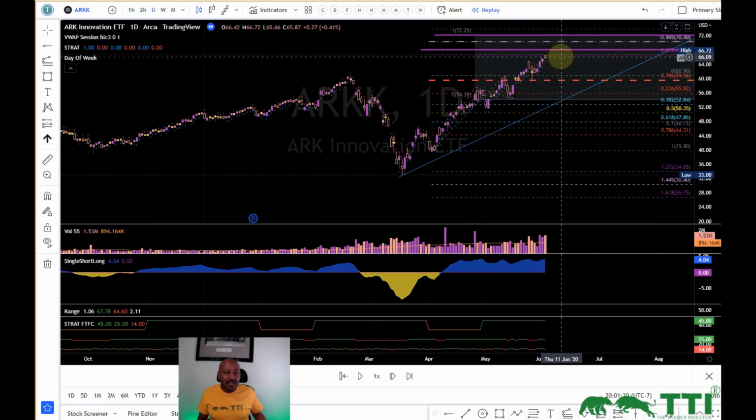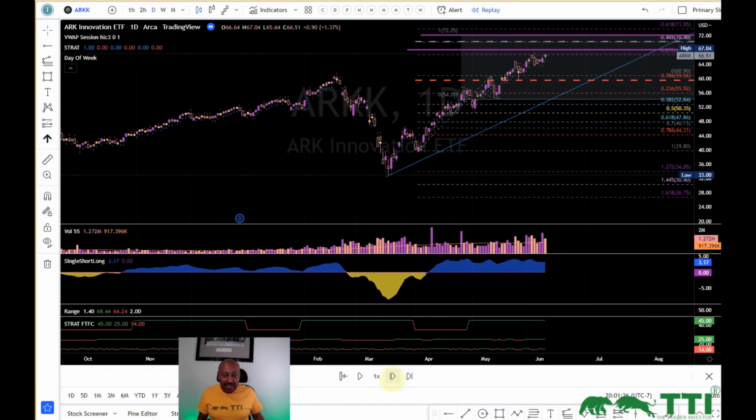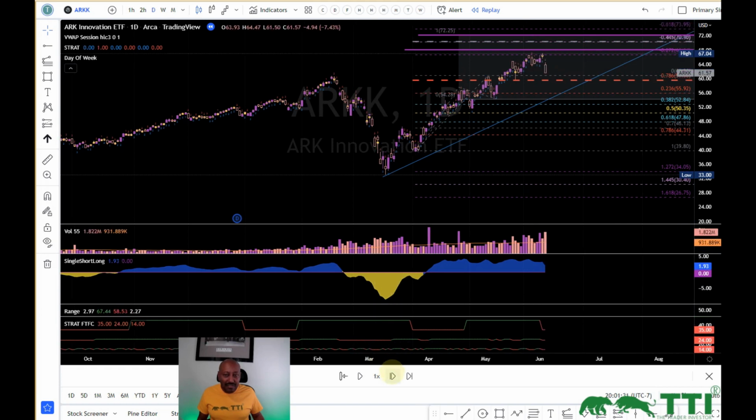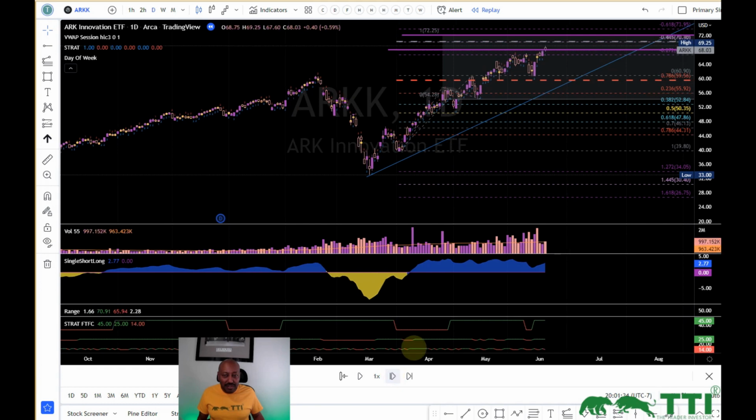Now, I could leave a little bit of my position in there and see if it hits. But look, 4 days, it's not hitting. And then it keeps going down. So I don't know what will happen here. So I don't like the waiting game.